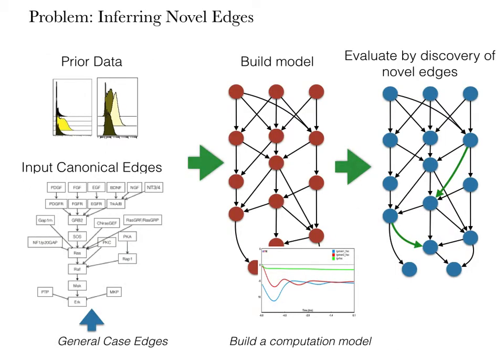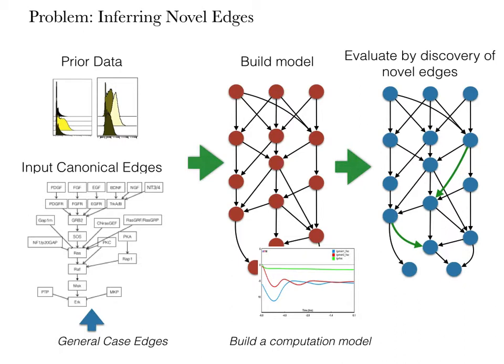We address this problem by building a computational model of the signaling system. We do this using two different inputs. One is prior single-cell data experiments that you have already done and collected the data on the same signaling system. And the other are canonical edges about this signaling mechanism from a database such as KEGG.